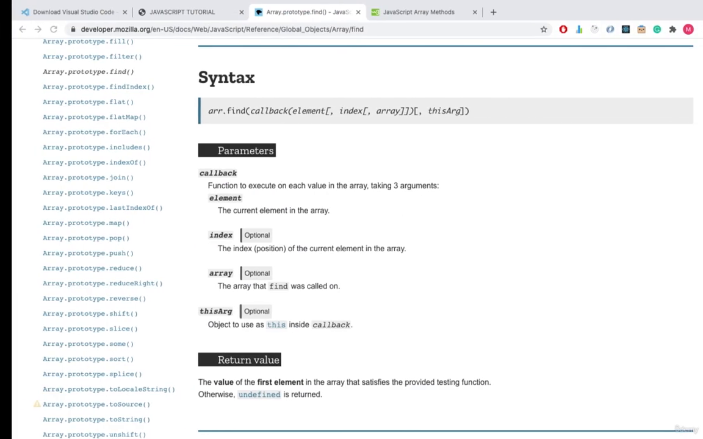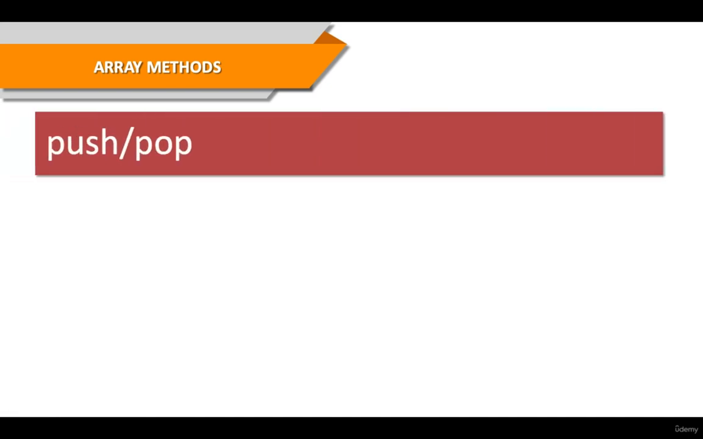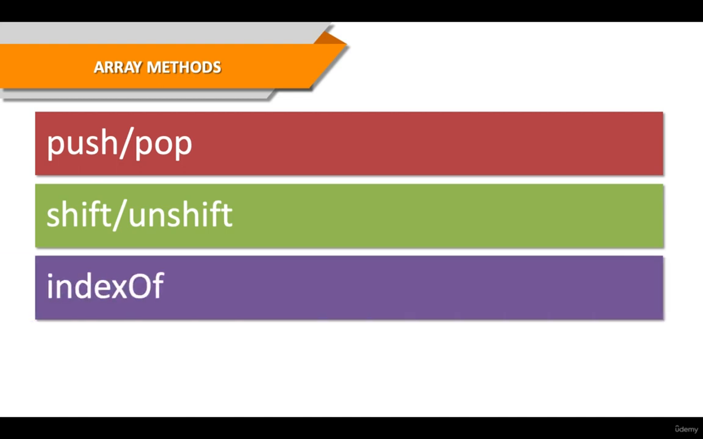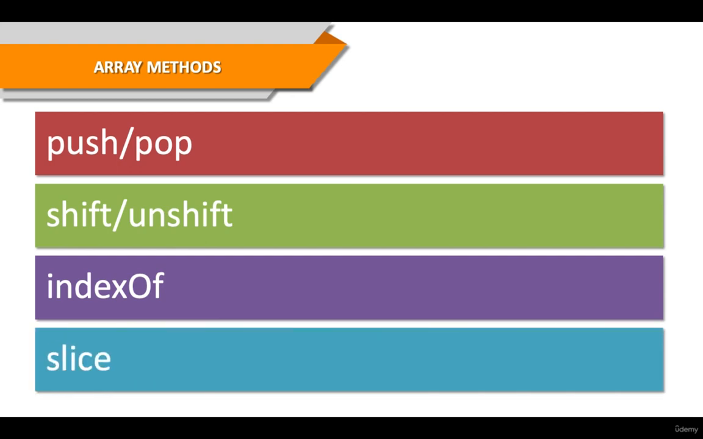Now, there are 6 methods that we're going to cover here. 2 of them are paired together. So we're going to first talk about these push and pop methods, and then shift and unshift, which of course also make a pair. And then we'll get into the index of. And the last method that we're going to cover here in this video is slice.